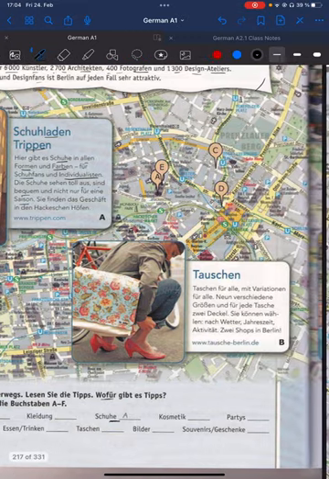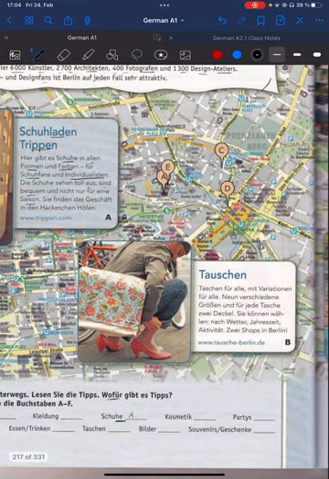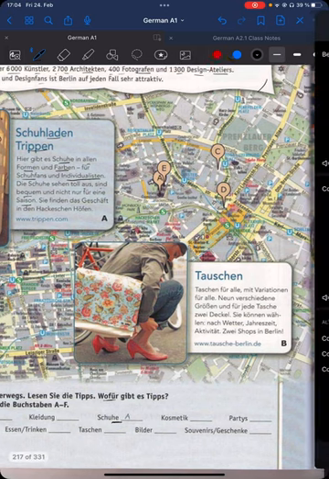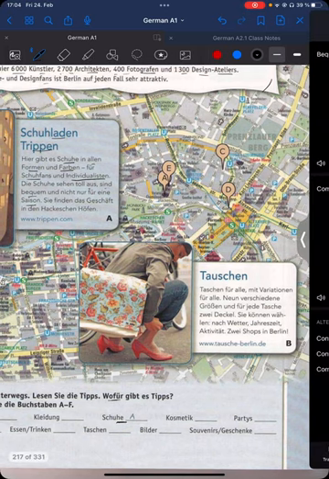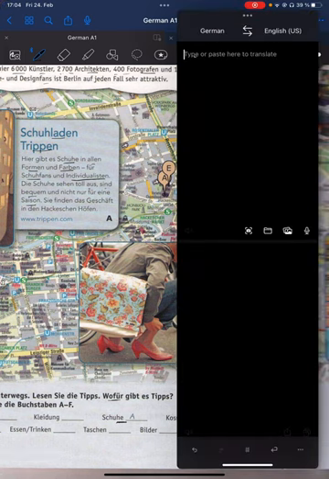Then let's go with the B. Tauschen. So, tauschen is bag, right? Tausche.